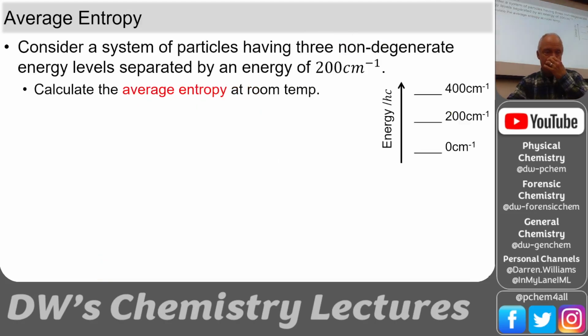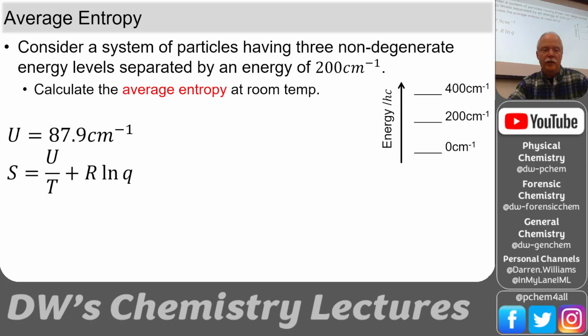So let's do this. Let's calculate the average entropy. So here's our internal energy, 87.9. And here's our equation for entropy.